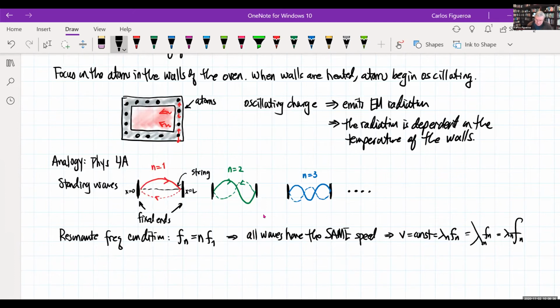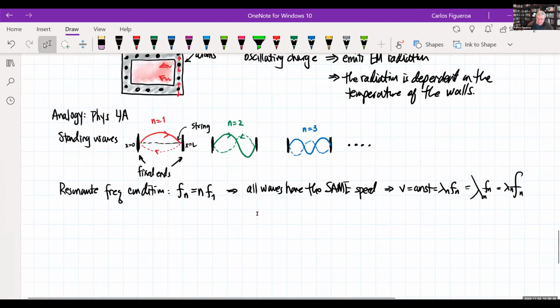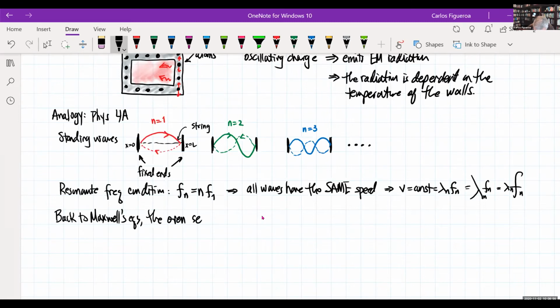So now that I've reviewed this, guess what? When I look at my box, my oven, so now back to Maxwell's equations. The oven sets up three-dimensional standing waves in the oven. Very similar to the strings right there.